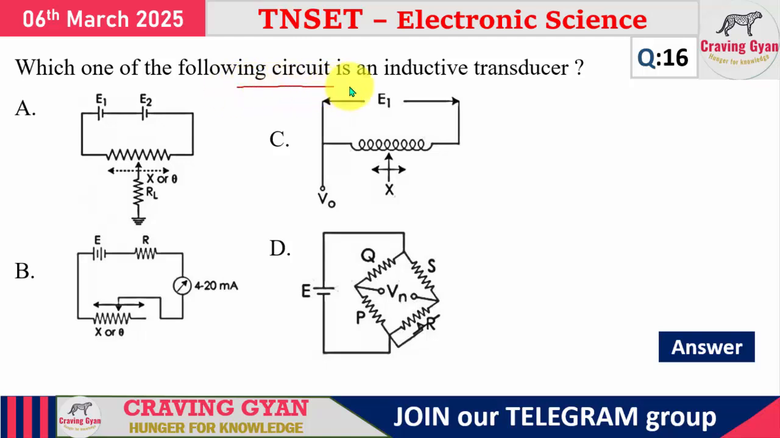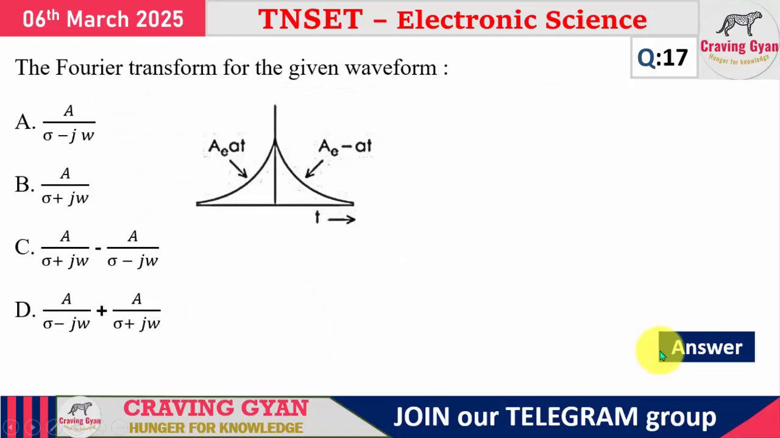Which one of the following circuits is an inductive transducer? Directly we can say option C is correct, which is an inductive transducer. What is the definition of a transducer and what is the definition of a sensor? Important: a transducer converts a non-electrical signal to an electrical signal, from one form to another form. If you make use of a pure resistive network, it is a resistive transducer. If you make use of an inductive network, it is an inductive transducer. If you make use of a capacitive network, it is a capacitive transducer. That's it. For this curve, you are going to get A divided by sigma plus j omega.